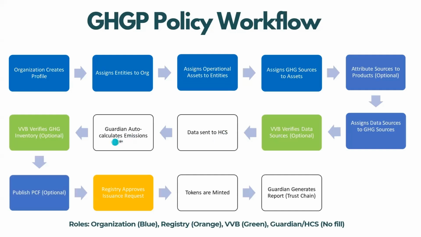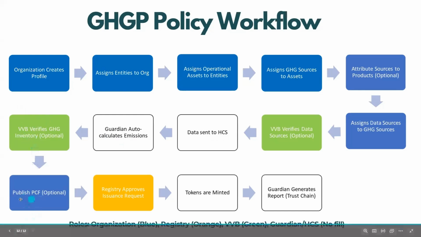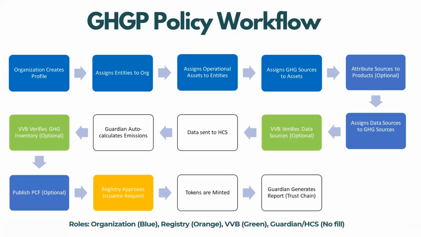Data sent to Guardian calculates the emissions, and then the GHG inventory, also known as the reporting metrics, can be verified by a verification body, and it's optional that they can publish their product carbon footprint. Then the registry approves issuance requests, tokens are minted, and Guardian generates a report in the form of a trust chain.